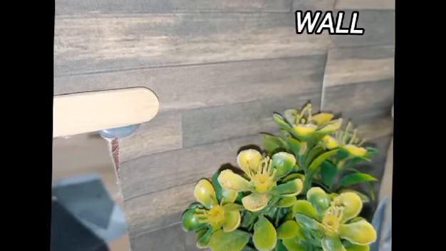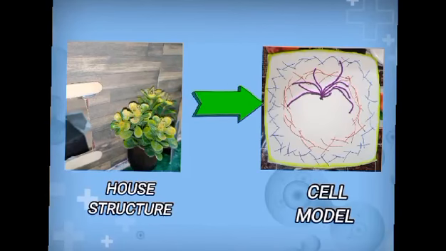Like a frame in a house, the cytoskeleton is the frame of the cell, keeping structure in place, providing support, and giving a cell a definite shape.